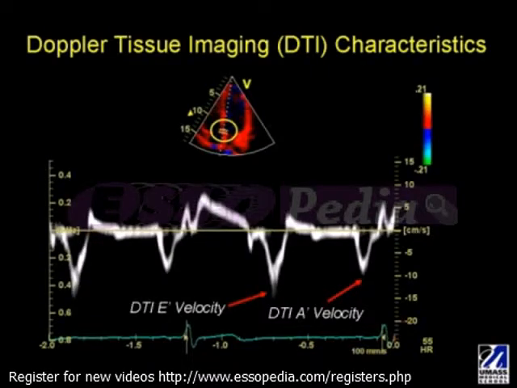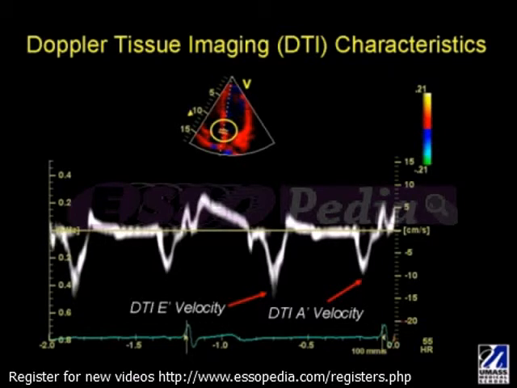Doppler tissue imaging, or DTI, characteristics. So here is an example of pulse wave Doppler tissue imaging, or DTI, with the sample volume placed at the septal annulus. There are three major waveforms displayed above and below the baseline. The first waveform is the systolic waveform of the S prime velocity, not to be confused with the pulmonary vein S wave. Therefore, we have to give it a slightly different name. That also applies to the early diastolic, or E prime velocity, and to the late diastolic A prime velocity.